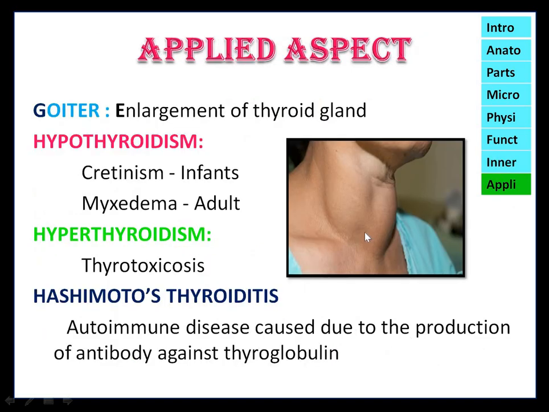Now the applied aspect. Goiter is the enlargement of the thyroid gland. Hypothyroidism in infants is also called cretinism. Hypothyroidism in adults is also called myxedema. Hyperthyroidism is due to thyrotoxicosis. Hashimoto thyroiditis is an autoimmune disease caused by the production of antibodies against thyroglobulin.